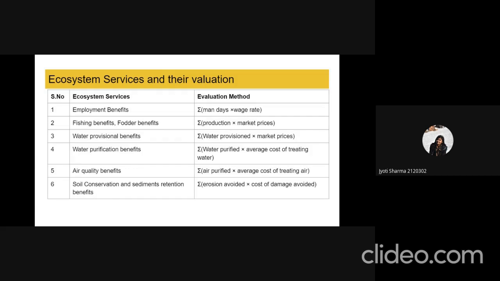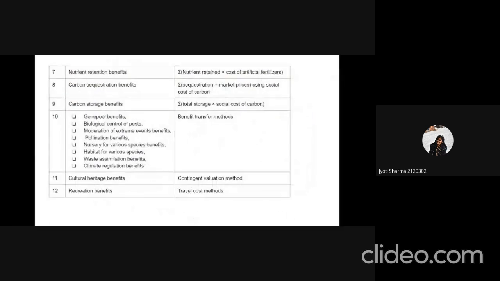Likewise, we have the air quality benefit. Then we have how much soil we are conserving from erosion. So erosion avoided multiplied by the cost of the damage avoided. Then we have nutrient retention benefits. This is the same. Then we have carbon sequestration benefits. So this benefit is how much carbon has been restored, multiplied by the market price of that carbon.